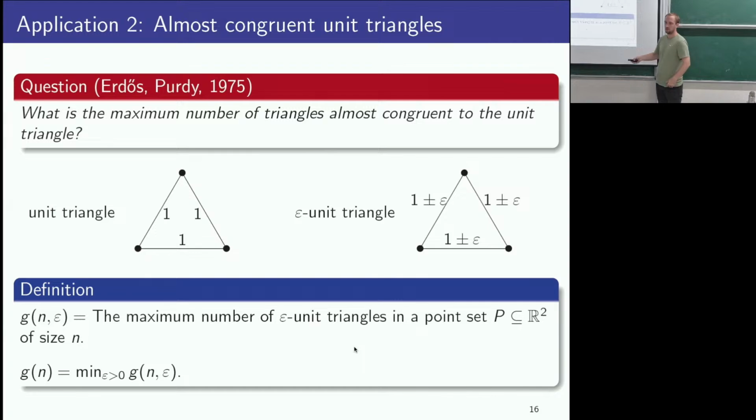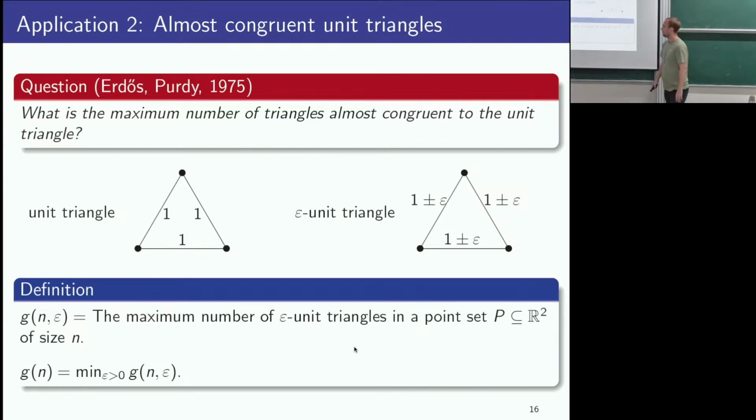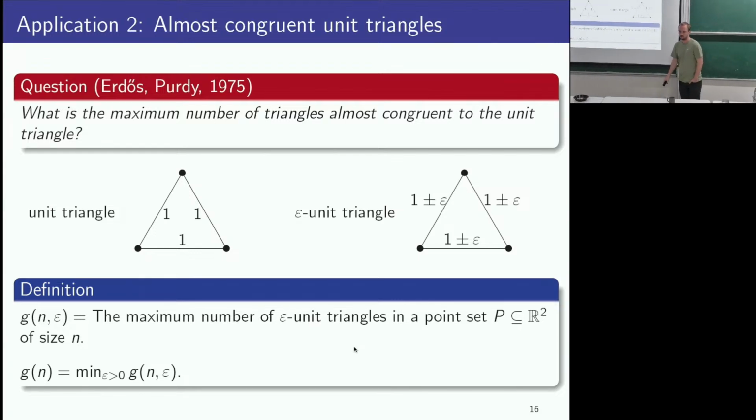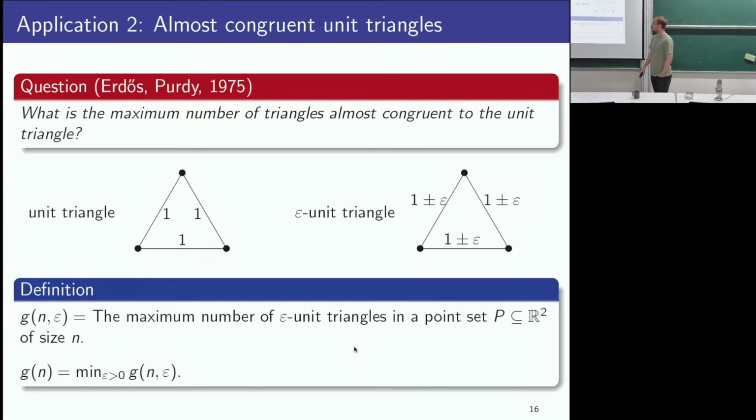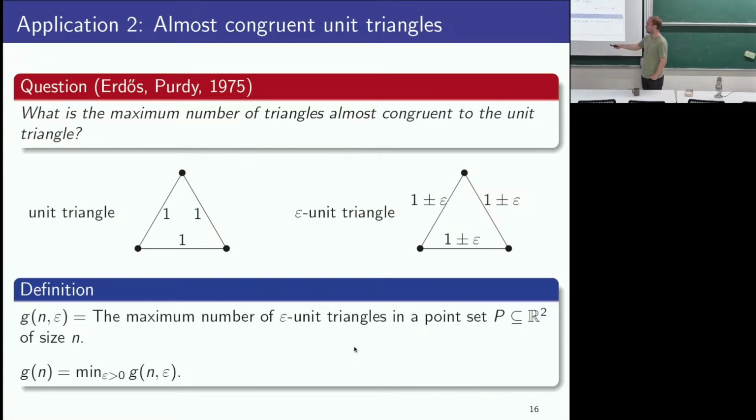And you should first understand what happens if epsilon is getting bigger or smaller. Well, if epsilon gets bigger, you're going to count more triangles, and if it gets smaller, you count less. And what Erdős and Purdy meant was we're now going to take the minimum over all positive epsilons. And notice here this minimum actually exists because the g and epsilon function is integer valued between 0 and n choose 3. Yeah, and now we have rephrased that question: determine the function g of n.